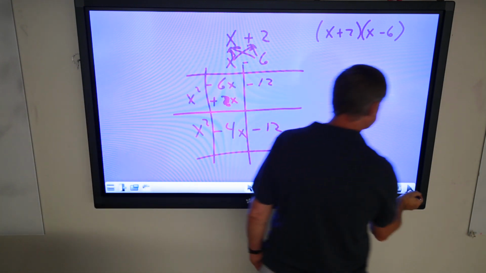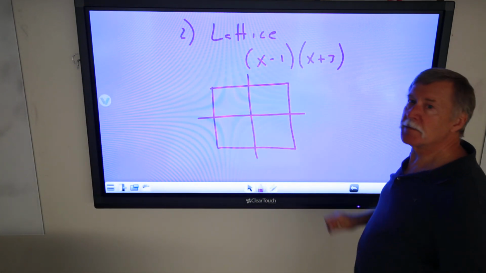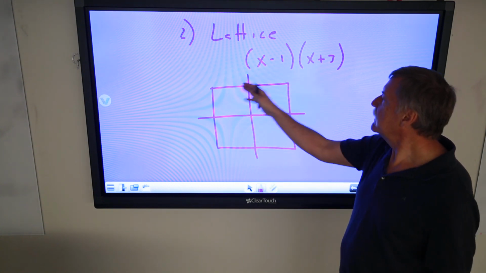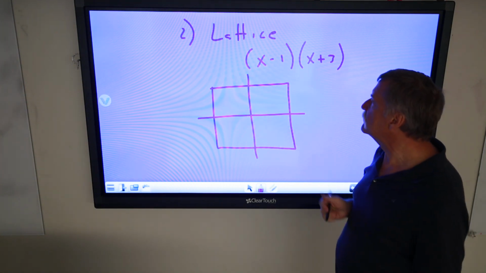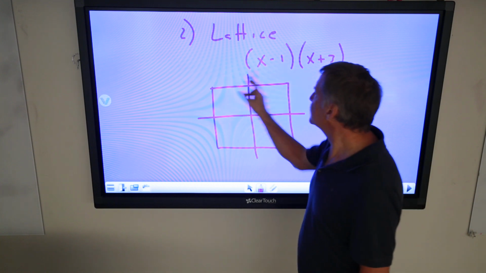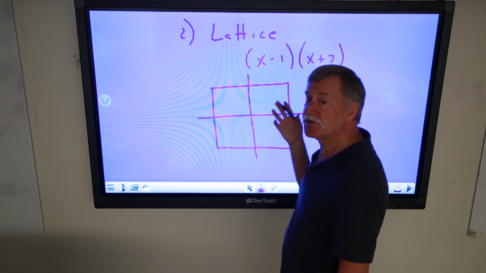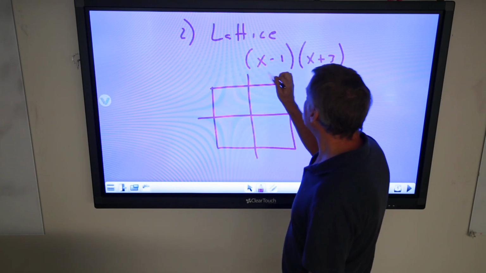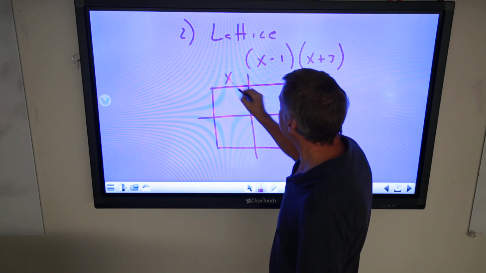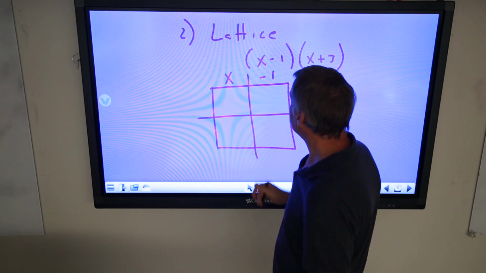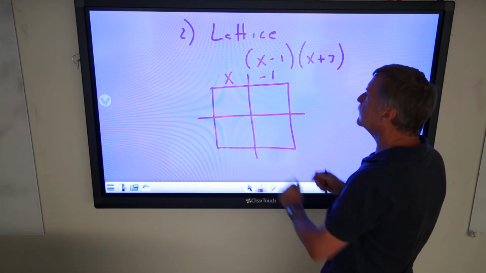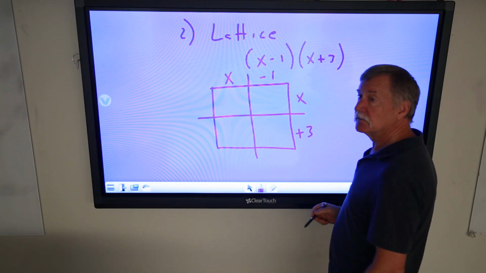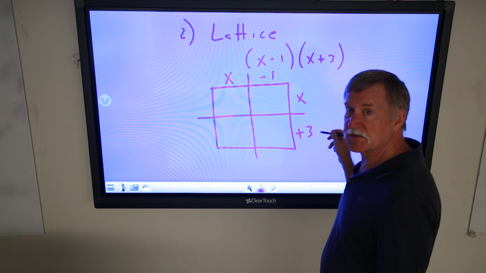But here's another way. The idea of a lattice. We go back to our original problem, x minus 1 times x plus 3. In this case, we're going to make a box, and we're going to divide this box into squares, and each of these columns and rows is going to get one term. It doesn't really matter which goes where, but I'll say this is two terms, right? X and minus 1. So I'll put this x here and minus 1 there. X has its own column, minus 1 has its own column. And I'll do the same thing with rows over here, x and plus 3. All right? And again, I'm paying attention to the plus and minus signs.